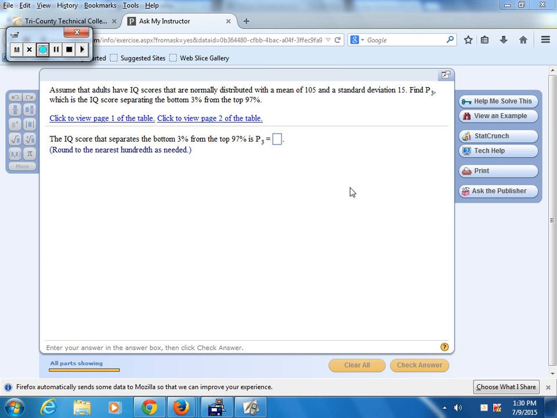Assume that adults have IQ scores that are normally distributed with a mean of 105 and a standard deviation of 15. Find the third percentile. That's what P sub 3 means. Third percentile. In other words, the area is 3%.